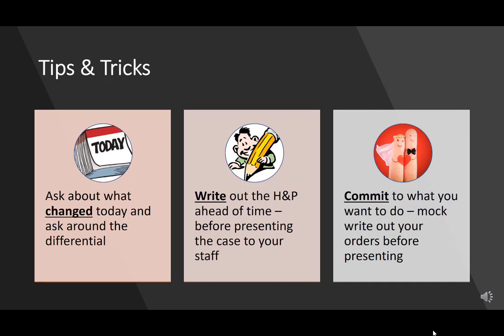For example, write out chief complaint including relevant past medical history, HPI with pertinent positives and negatives, physical exam with vital signs, pertinent positives and negatives, and impression and plan with differential diagnosis. Even if you don't know what's going on, commit to a differential and plan. Try to write out your orders too before presenting.